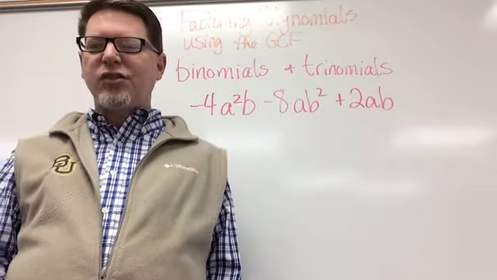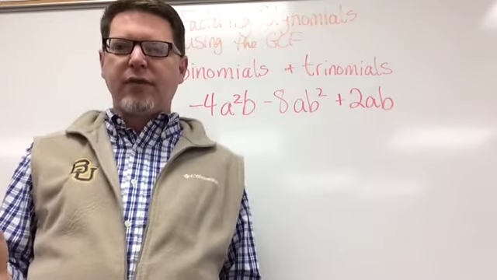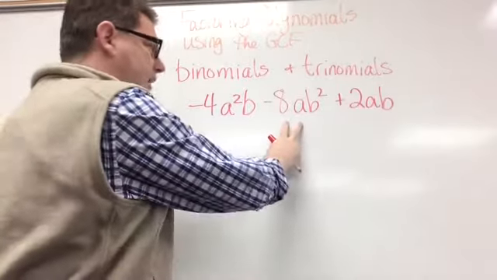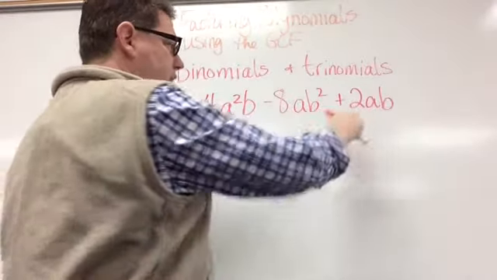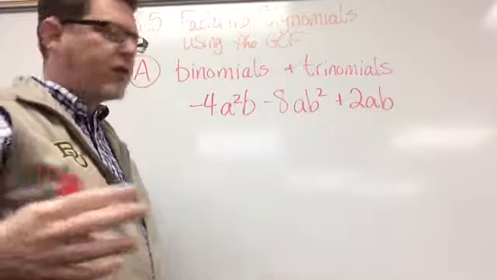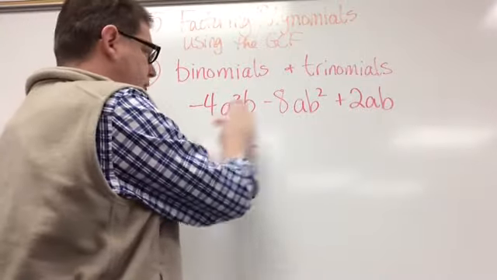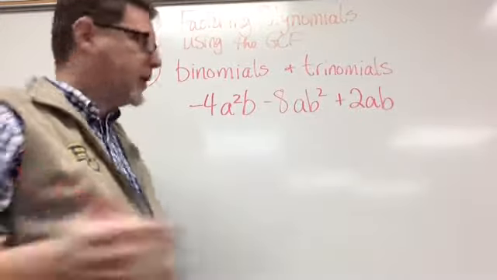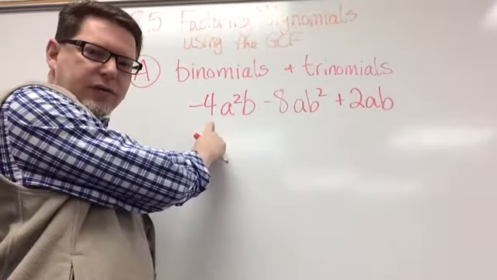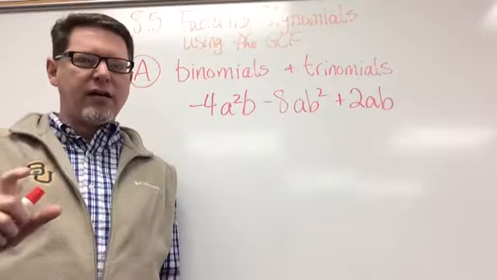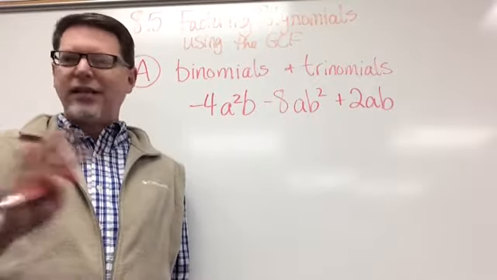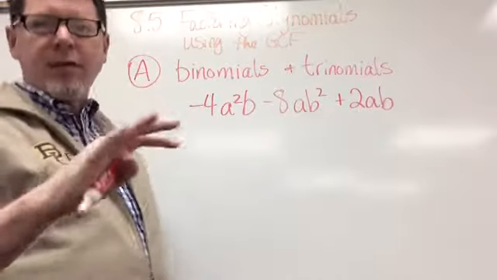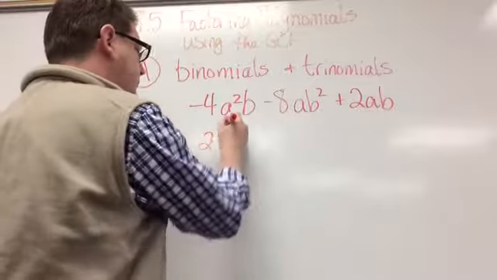Our next example is a trinomial, and I need to figure out what the greatest common factor is of the trinomial. I have negative 4a squared b minus 8ab squared plus 2ab. So let's start with our coefficient. What is the greatest common factor between negative 4, negative 8, and 2? You're right, it's 2. Now, because this leading coefficient is negative, I could factor out a negative 2 if I wanted to. It doesn't matter in this case. You can leave it as positive, you can make it negative. I'm going to factor out the positive 2.